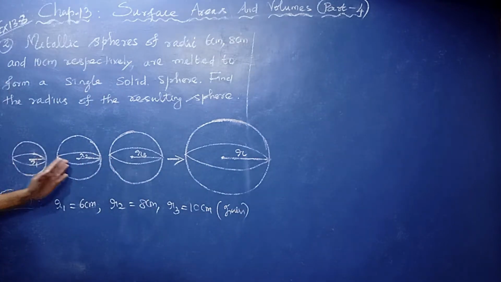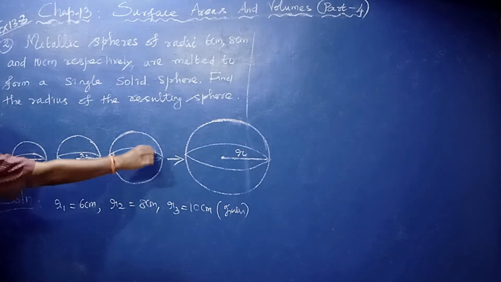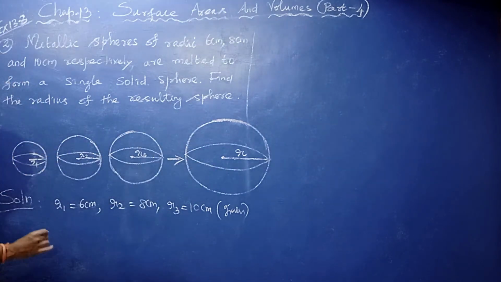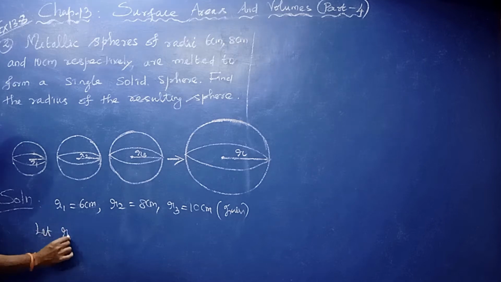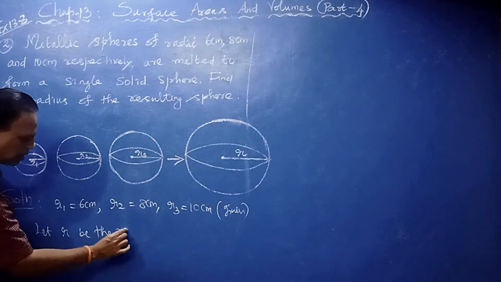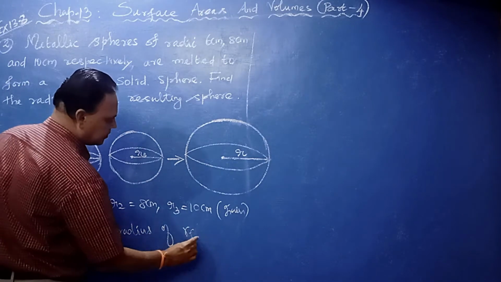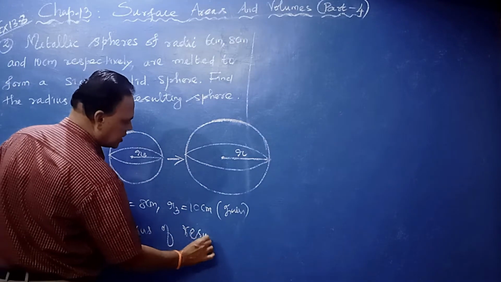The 3 spheres are melted and recast into a big sphere. So let R be the radius of the resulting sphere.